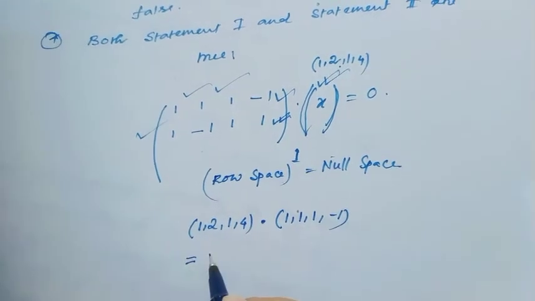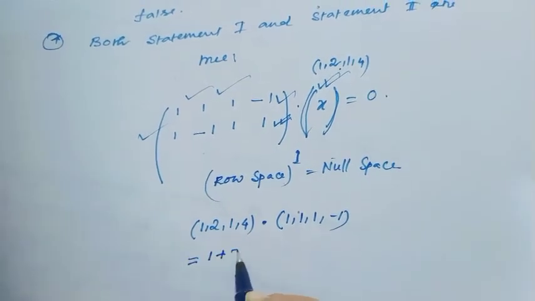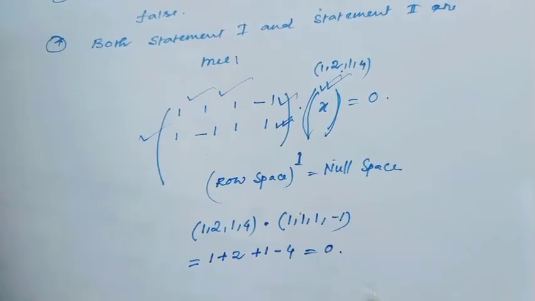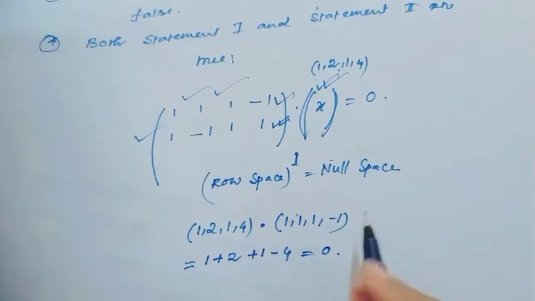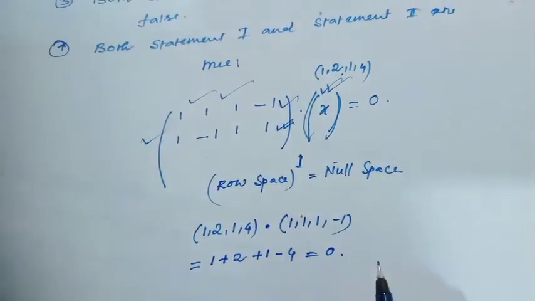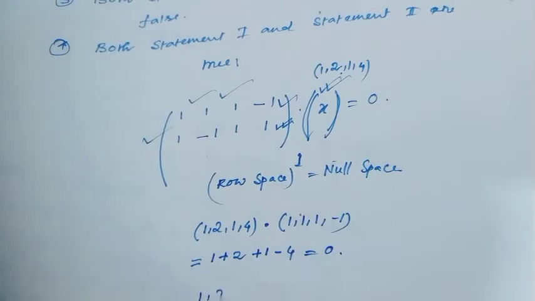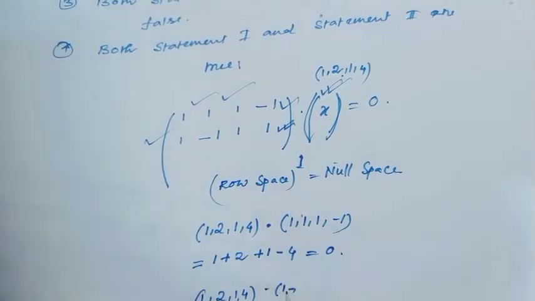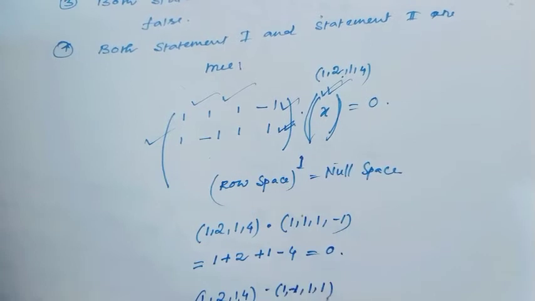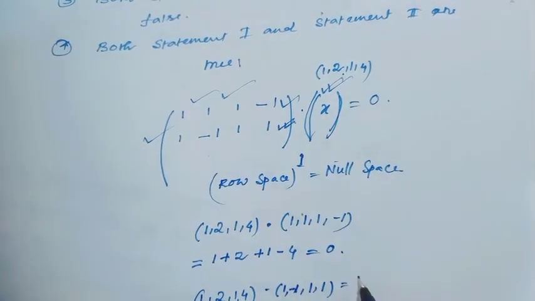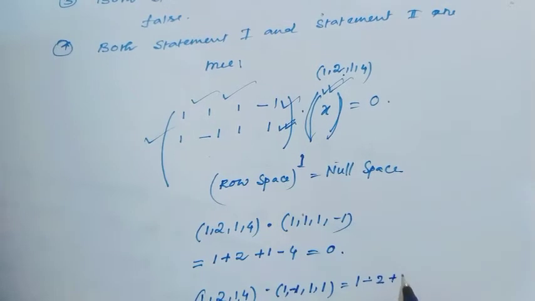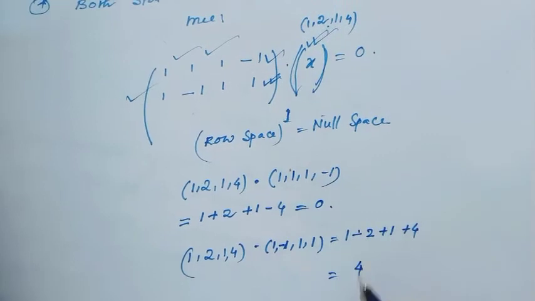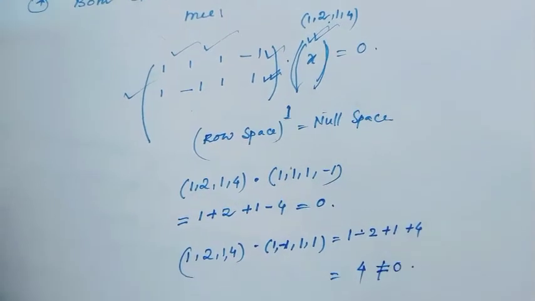Obviously this dot product would be 0 because the null space is the orthogonal complement of the row space. So this is equal to 1 plus 2 plus 1 minus 4. Notice this value is equal to 0. And also (1, 2, 1, 4) dotted with (1, -1, 1, 1) would be 1 minus 2 plus 1 plus 4. Notice here this value is equal to 4. That means this is not equal to 0.